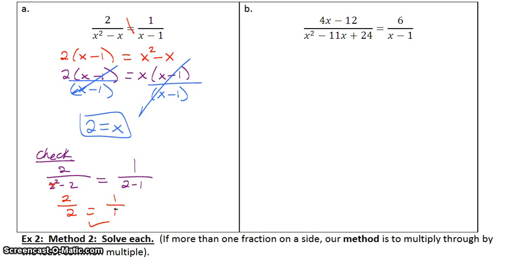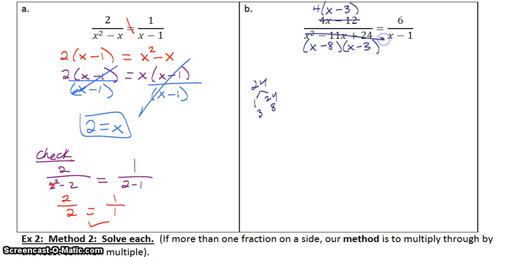Next I want you to look at part B. See here how I factored after the fact? If you have something that's a little more complicated, it will be to your advantage to actually factor before you cross multiply. Let me show you why. I factor the top, divide out a 4, left with x minus 3. I'm going to factor the bottom. This one is a trinomial, so I'm factoring it into 2 binomials. I want two things that multiply to be 24, but add to be negative 11. It's 3 and 8.